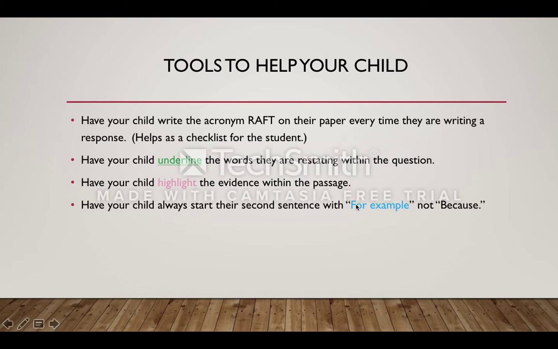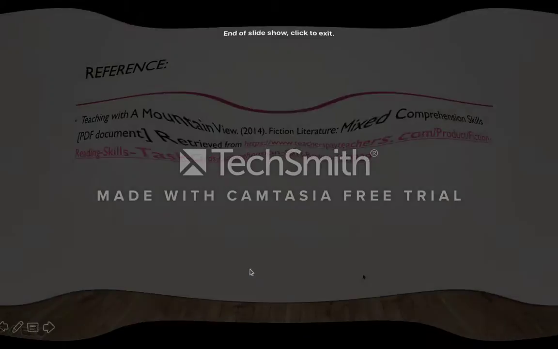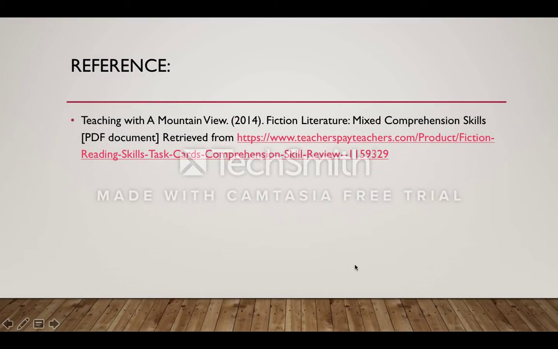A lot of students automatically start with because. It's not a good way to start a sentence. You need to say, for example. And have your child summarize or state what happened at the end of the passage. And this goes back to the T. And here is the reference to the passage about the character named Sarah that was read earlier.